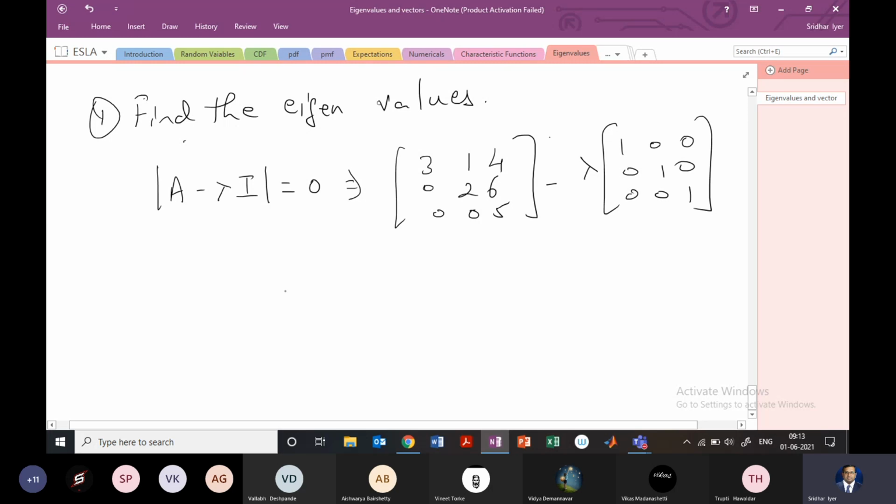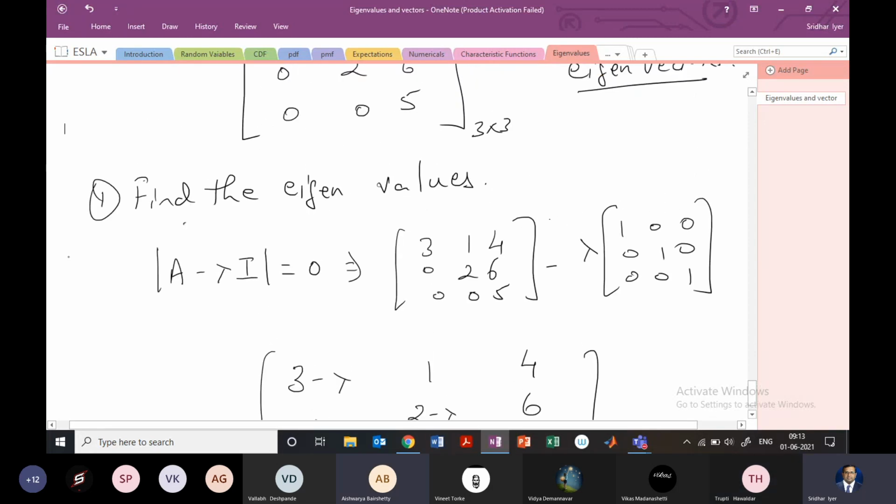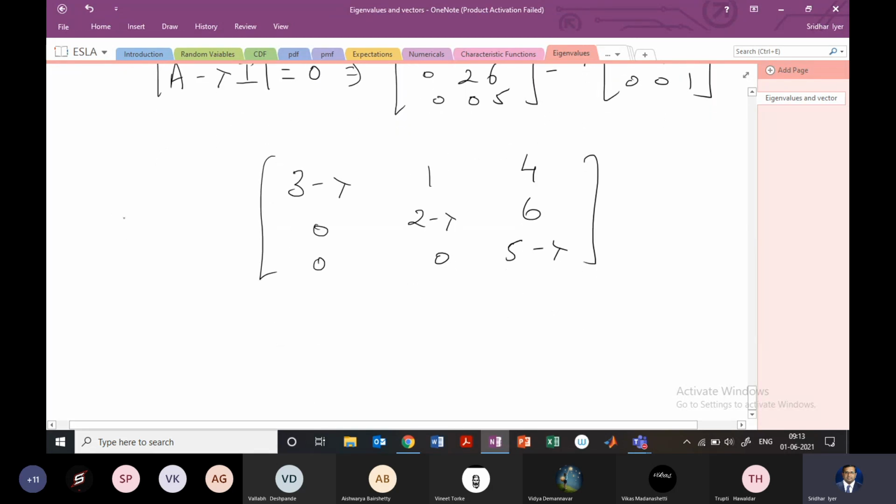So I can write that equation as 3 minus lambda, 1, 4, 0, 2 minus lambda, 6, 0, 0, 1 minus lambda. So this is A minus lambda I. Now we need to find the determinant. Sorry? 5 minus lambda, sir. 5 minus lambda. Sorry. Okay. 5 minus lambda. Thank you. So this is the A minus lambda I. And now we need to find the determinant of A minus lambda I.